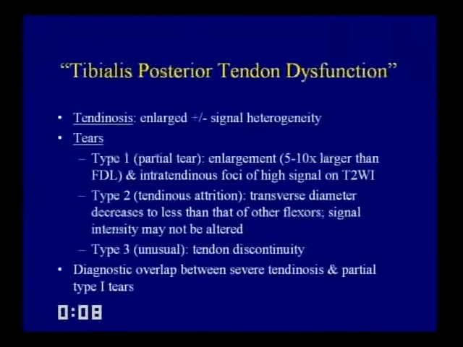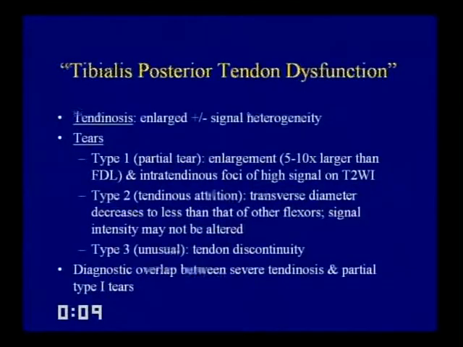What we usually see is tendinosis or tears. In tendinosis, you'll see an enlarged tendon with or without internal signal heterogeneity. Tears have been historically divided into type 1, type 2, and type 3. Type 1 tear, or a partial tear, you'll see enlargement of the tendon. Now, instead of being 2 to 3 times as large as the adjacent tendons, it's 5 to 10 times larger than the flexor digitorum longus, and you'll see intratendinous foci of high signal.